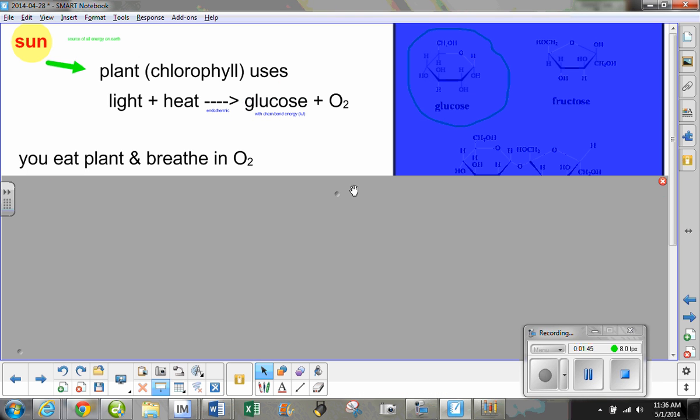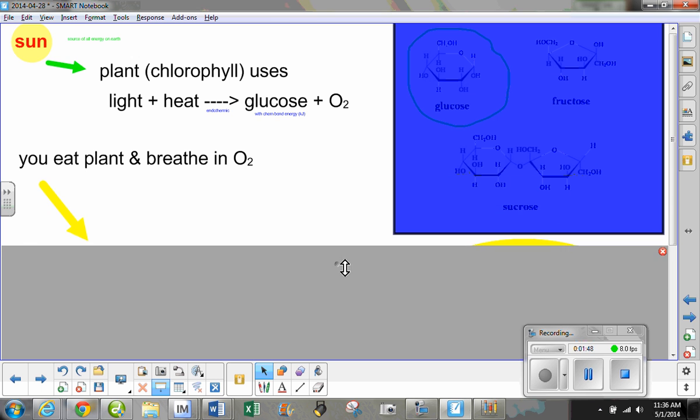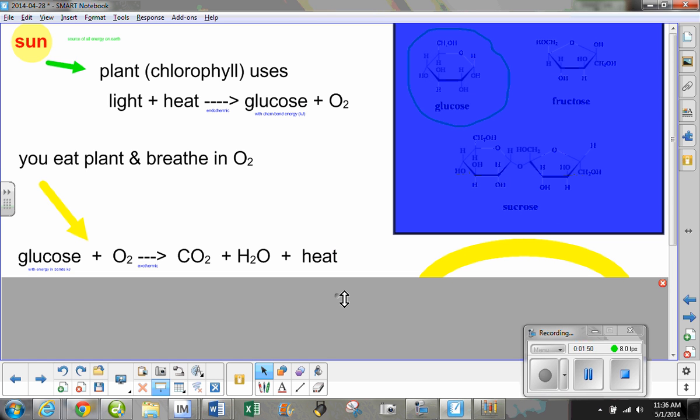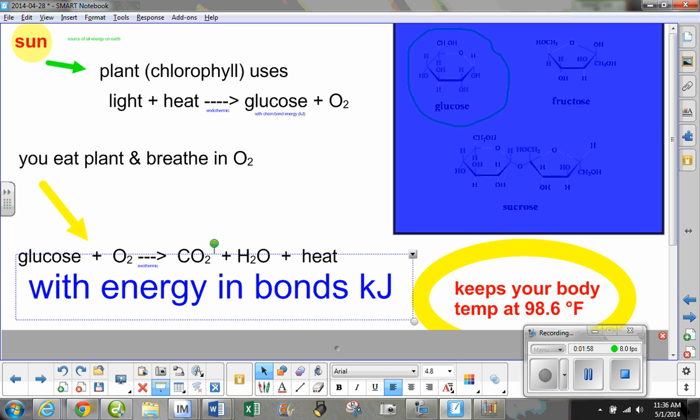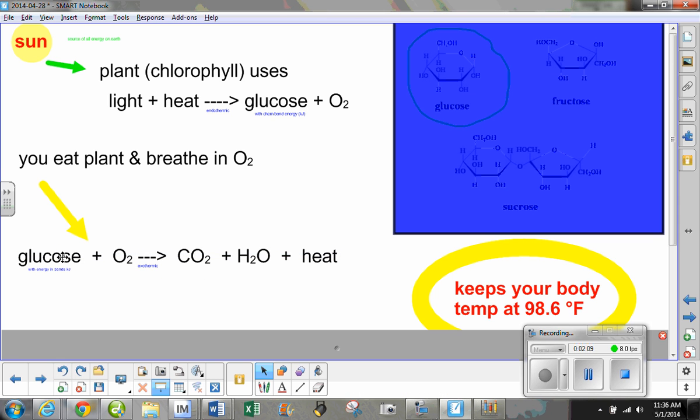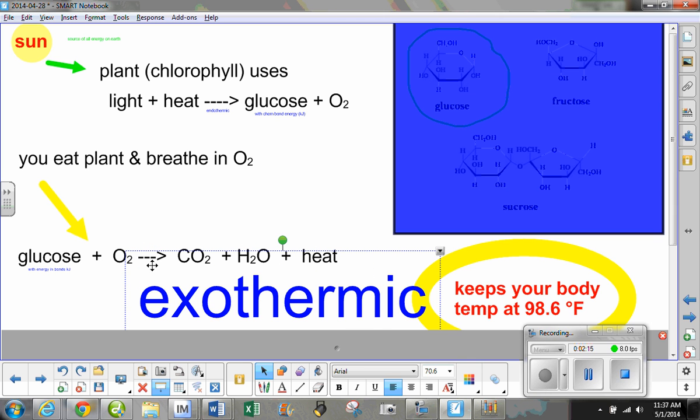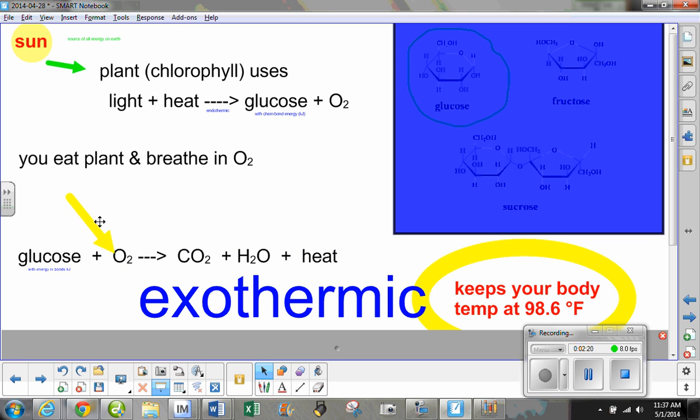You eat the plant and breathe in oxygen. When you do that, you're doing this reaction. You're going to take the glucose, and the glucose has the energy from the sun in chemical bonds that we're going to refer to here as kilojoules of energy. So when we take the kilojoules of energy that's in the glucose and we have an exothermic reaction because we are burning the glucose, that's why we have this oxygen here. This oxygen means we're burning. Okay, that's a combustion reaction.